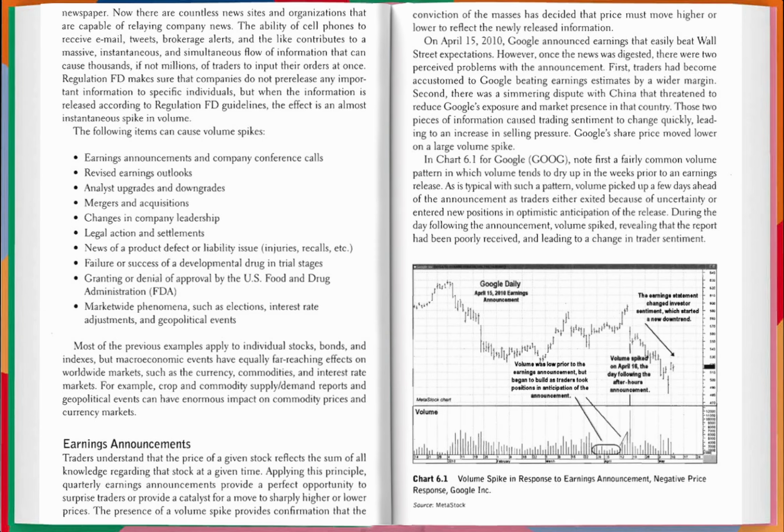Traders understand that the price of a given stock reflects the sum of all knowledge regarding that stock at a given time. Applying this principle, quarterly earnings announcements provide a perfect opportunity to surprise traders or provide a catalyst for a move to sharply higher or lower prices. The presence of a volume spike provides confirmation that the conviction of the masses has decided that price must move higher or lower to reflect the newly released information.